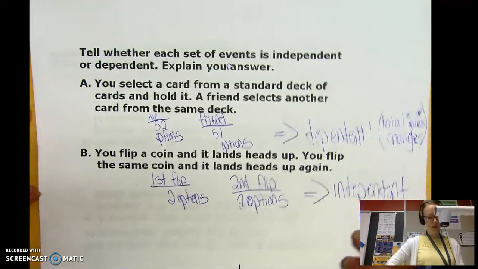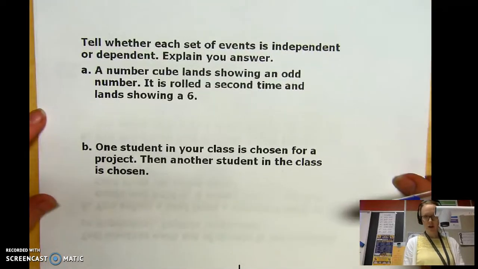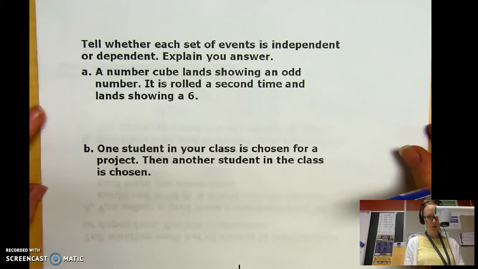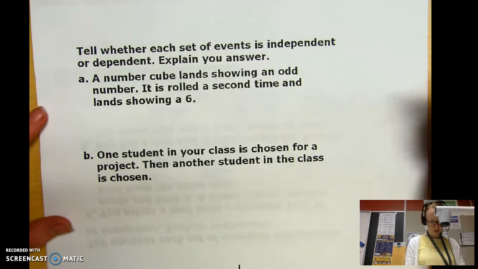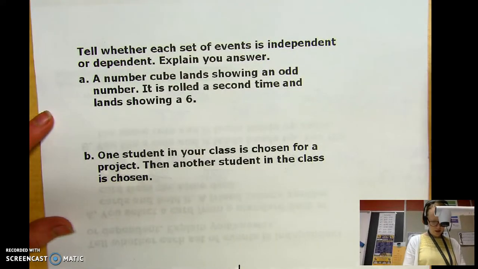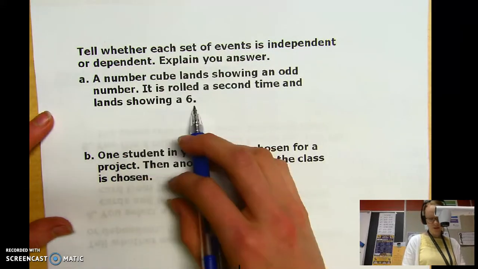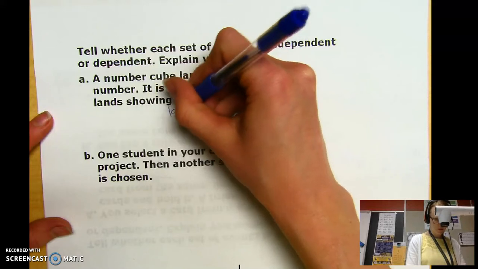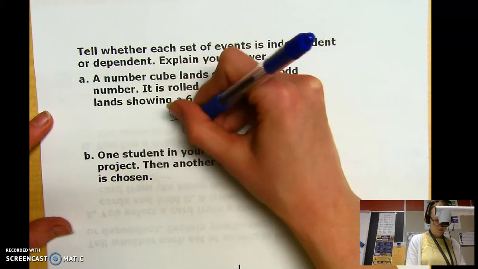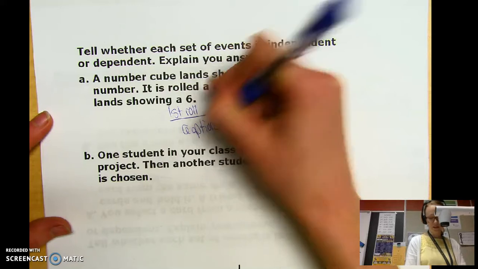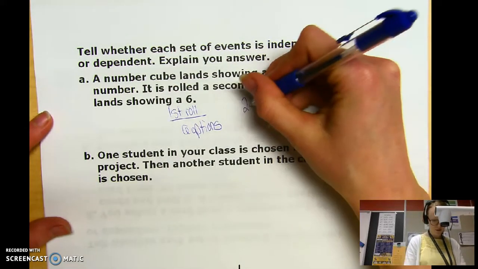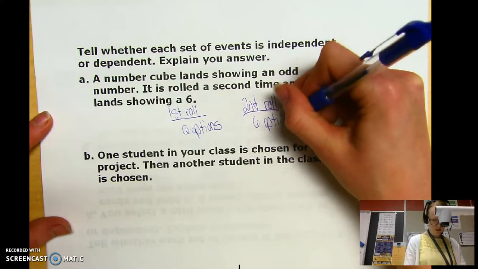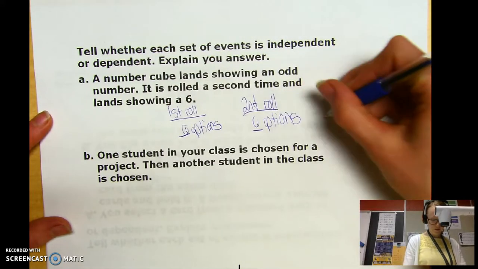We can continue this process again with a couple more examples just for good measure. If you take a look here, we're looking at a number cube this time, and it is showing an odd number. And then it's rolled a second time and showing a 6. Well, if we roll a number cube twice, we still have 6 options both times. It doesn't really matter what happens on your first roll or your second roll, as long as you still have the same number of options. Since these number of options are still the same, then this is going to be independent.